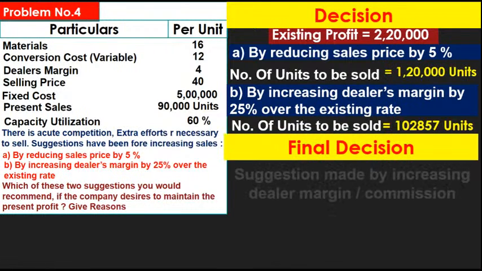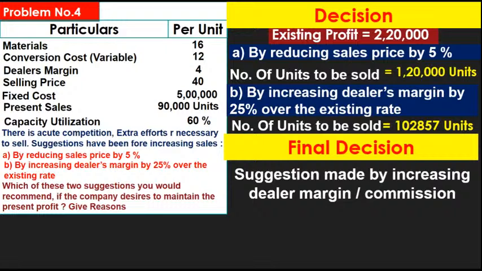First, the final decision, the suggestion made by increasing the dealer's margin or commission. Okay, if the company wants to continue the same amount of profit, 2,20,000, it is better to increase the dealer's margin to get the same amount of profit. The company should increase the dealer's commission to get the same amount of profit, 2,20,000.